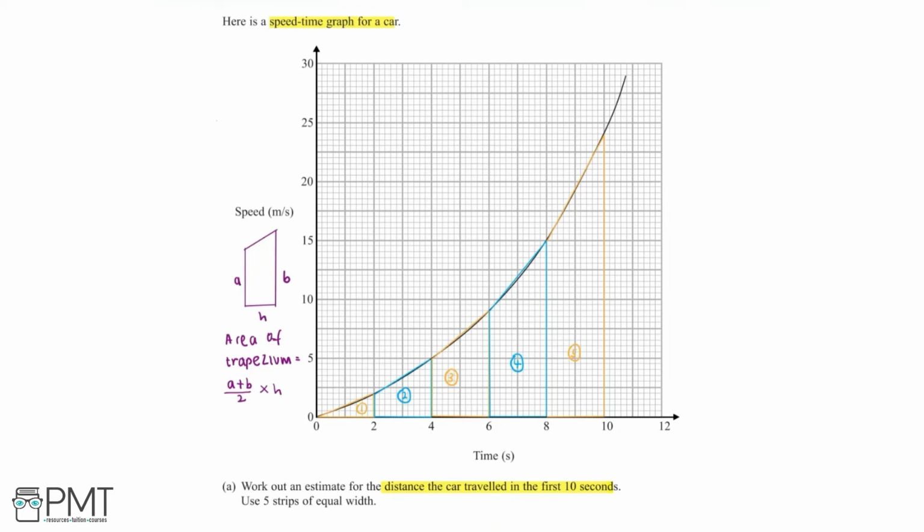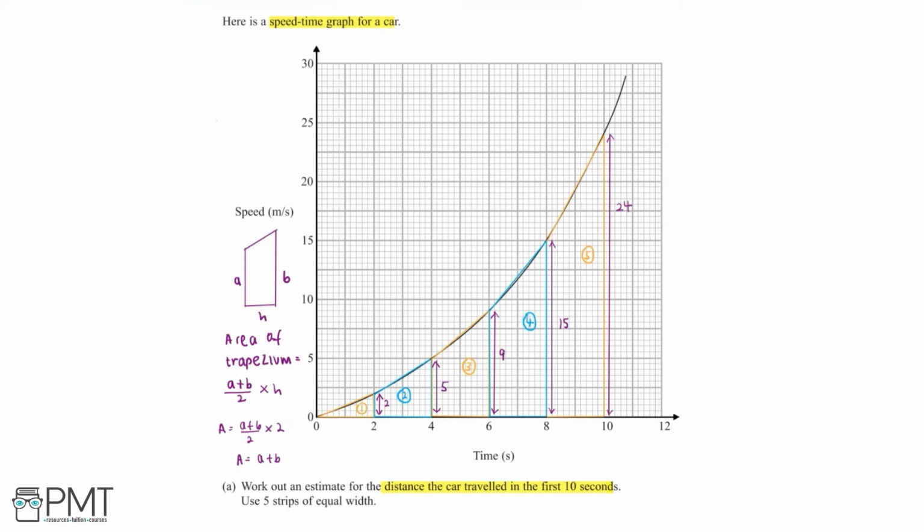Now we can simplify things to make our calculations a little bit easier. For all of our individual trapezia, we have a height of 2, so it will be a plus b over 2, all multiplied by 2. And so we can simplify this by saying that the area of each trapezium is equal to a plus b, since the width of each trapezium is equal to 2. Now we can work on finding the area of each individual trapezium. We need to find the height of all of the strips. So reading from our graph, this first height is equal to 2, the next height is equal to 5, the next height is equal to 9, then we have a height of 15, and finally our last height is equal to 24.